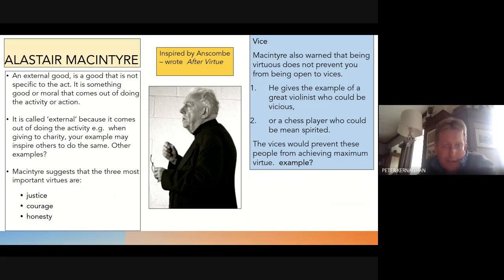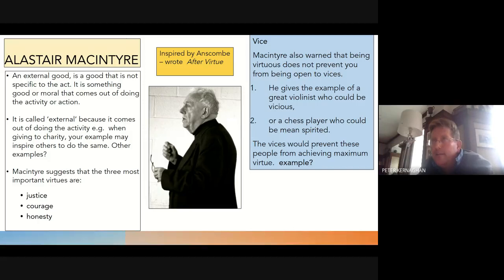Now, of his longer list, he sees the three most important virtues for us today as justice, courage, and honesty. Interesting. If you remember natural moral law, Bernard Hoose talks about ontic goods, a very similar sort of list. I can't remember the ontic goods of Bernard Hoose, but if you compare them, very similar. And similarly with MacIntyre, vice. There are virtues, there are vices. Being virtuous does not mean you can't be open to vice.